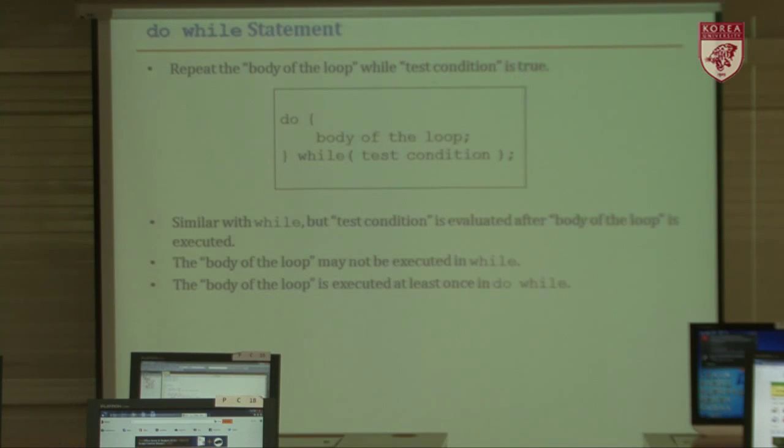But in a while loop, the body of the loop may or may not execute. If the test condition is false, the body of the loop would not execute. However, in the do while, the body of the loop will execute at least one time, because the test condition is evaluated at the end of the loop. Okay? So that's the difference. But basically, the function is the same.